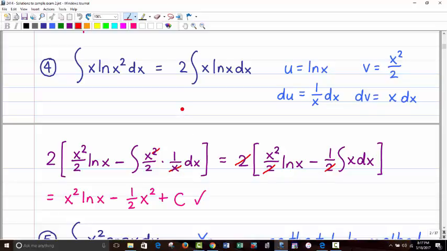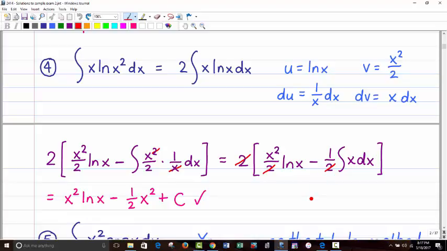All right, so remember uv, we just multiply those together. We don't integrate them. x squared over 2 ln of x minus, now you combine v du right here. So x squared over x would just leave me an x. Brings a 1/2 to the outside. Since both these have 2's, and there's a 2 on the outside, the 2 would distribute through and cancel out both those 2's.